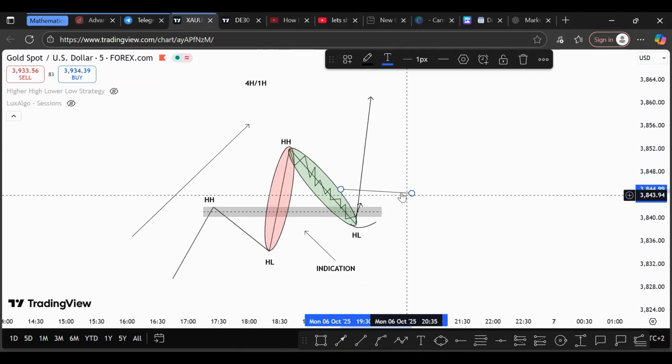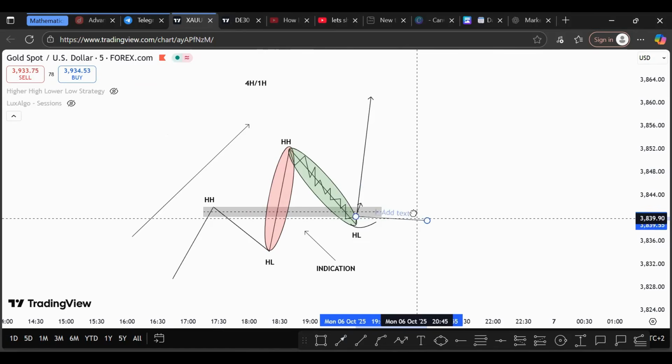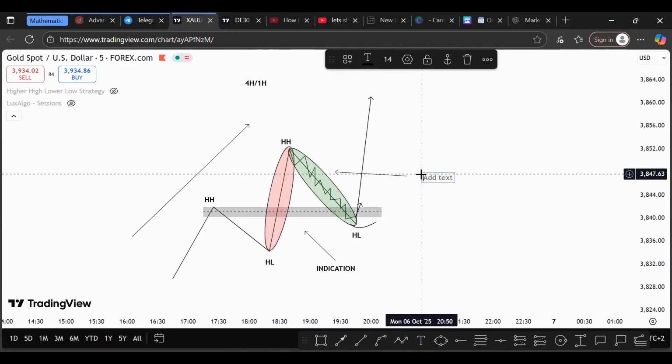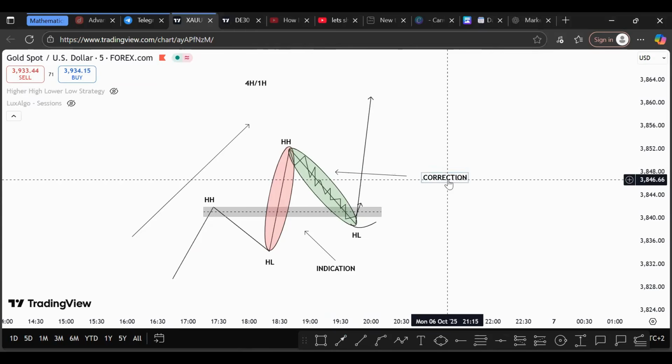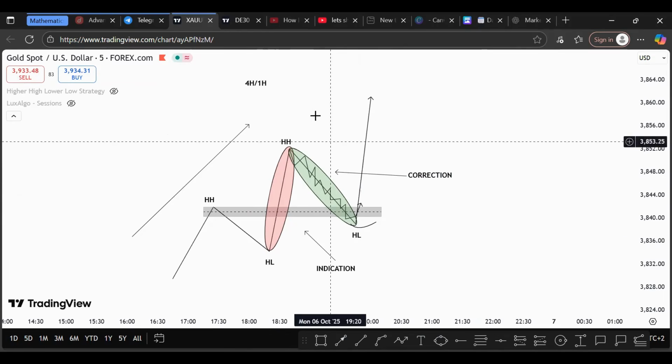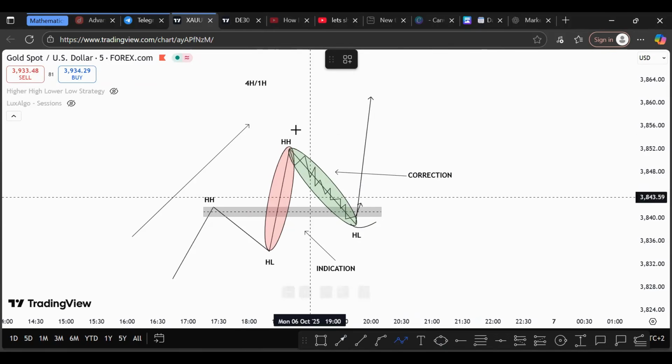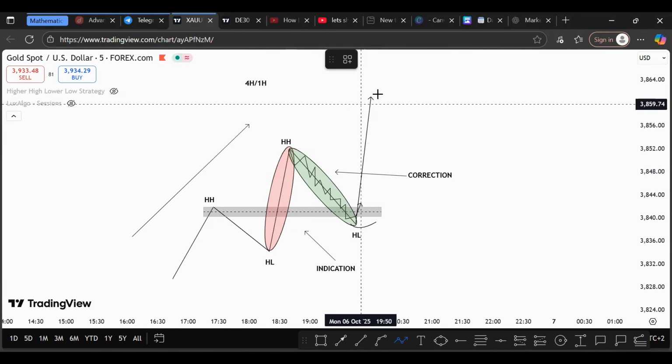We call this a correction. Let me just even do this. Yeah. This whole movement here is the correction. The C in ICC. This is the correction. This is the correction part, right? Now, the market has to continue to come and break this higher high to create another higher high.